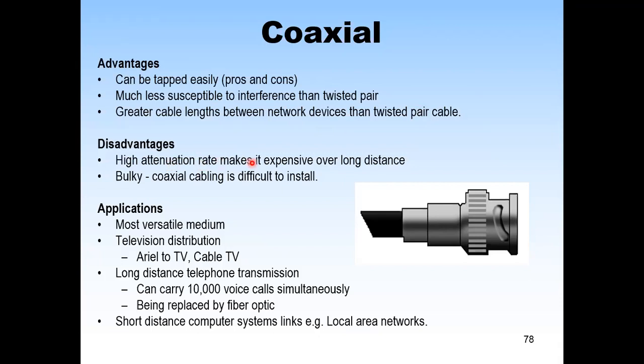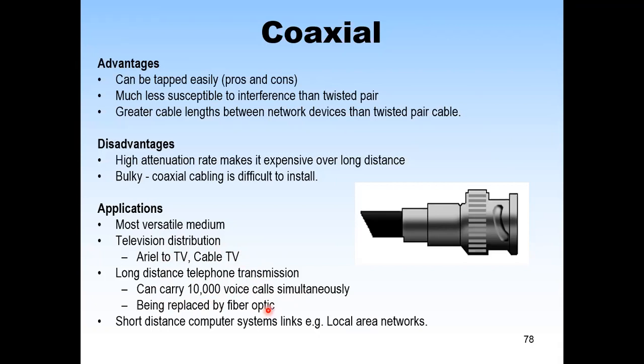Disadvantages: high attenuation rates, it is expensive over long distances, bulky, and coaxial cabling is difficult to install. Now, applications: as I have discussed, mostly you have seen it in aerial TV or cable TV, and long distance telephone transmission. This cable can carry 10,000 voice calls simultaneously, but it is being replaced by fiber optic.